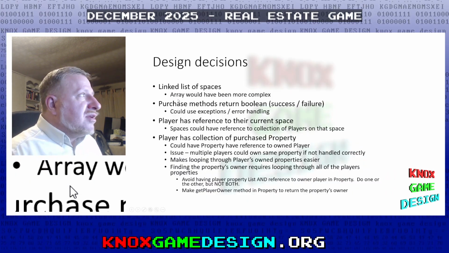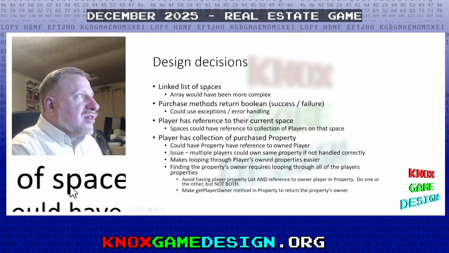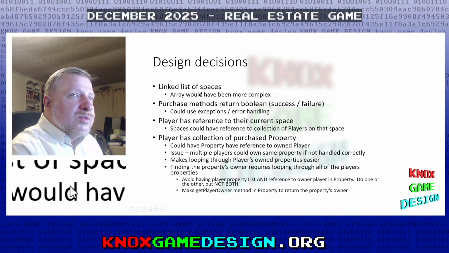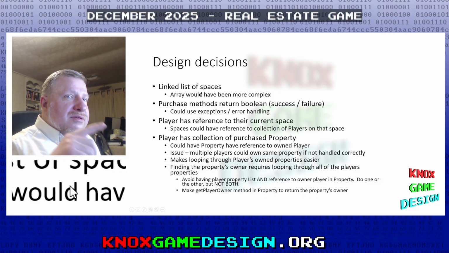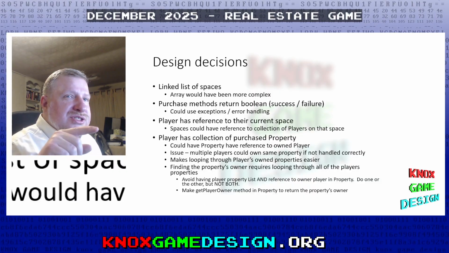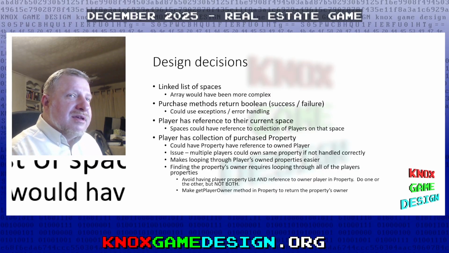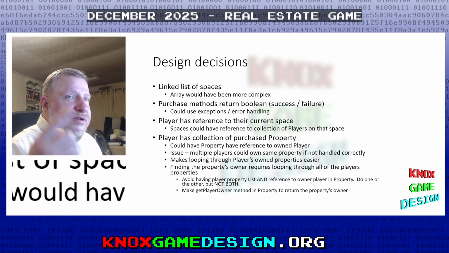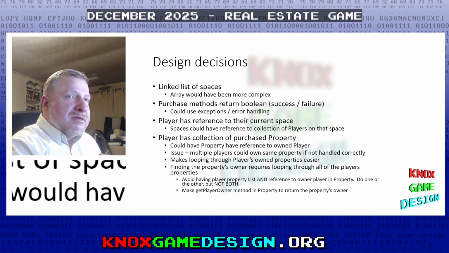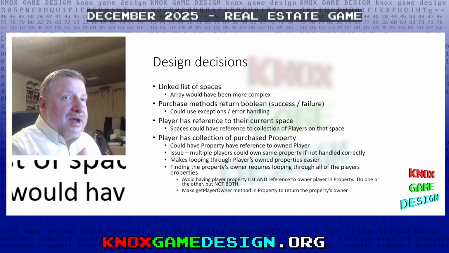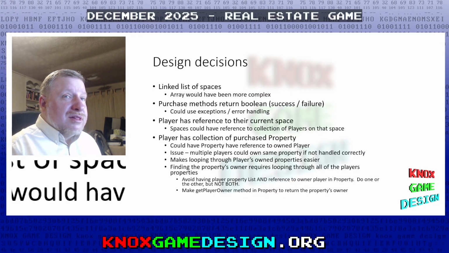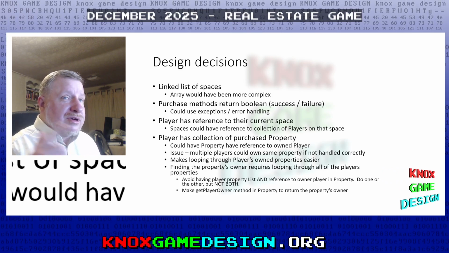So here's some of the design decisions. I decided to do a linked list of spaces instead of an array. An array would have made it more complex when you're looping around. So you got a board, it's just a big square, and you move around in a clockwise direction. So the nice thing about a linked list is if you roll a certain value, you just keep going, iterating for that number of spaces. With an array, you would have to do something at the end of the array to loop back to the beginning. But with a linked list, you don't have to worry about it because it's all circular. It comes back to the beginning.